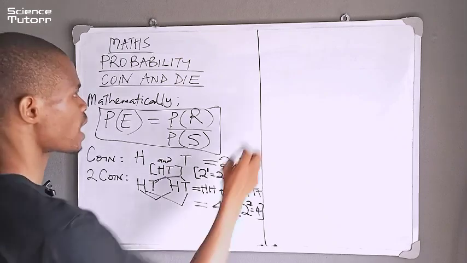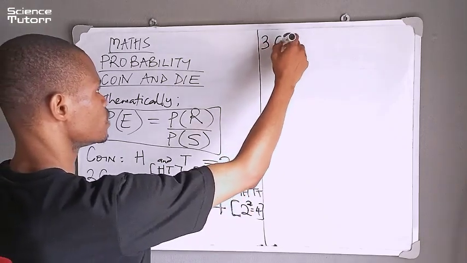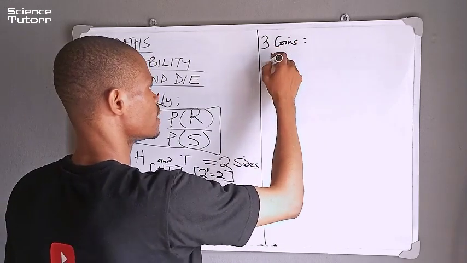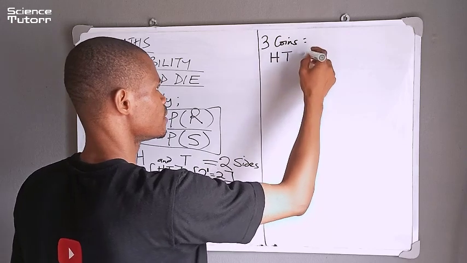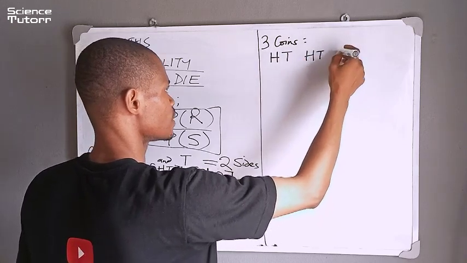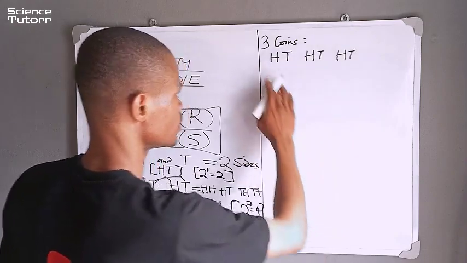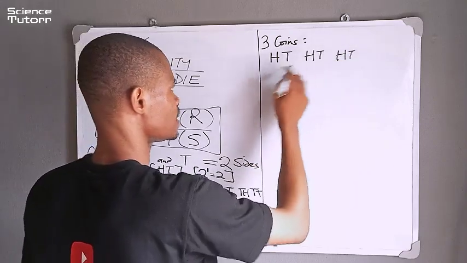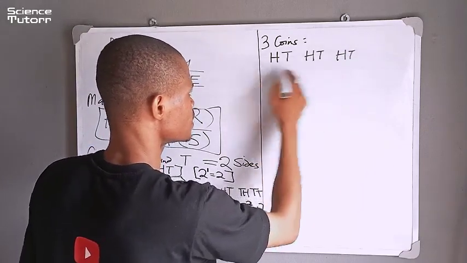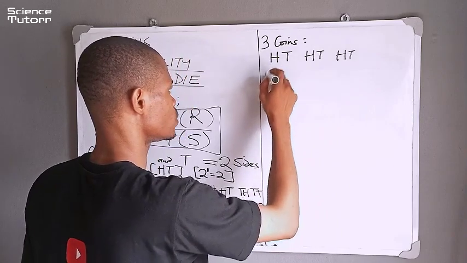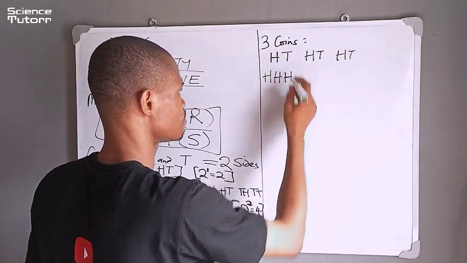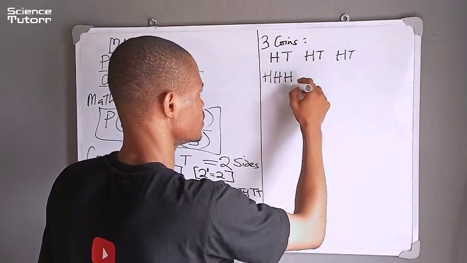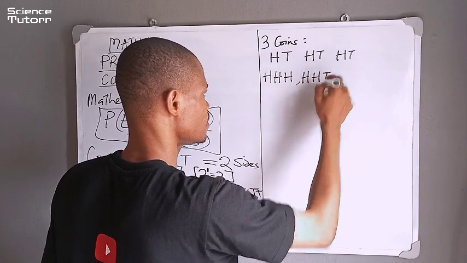Now, let's look at three coins. Three coins will have a head and tail, head and tail, head and tail, 1, 2, 3, three different coins. Now, the analysis: when the three coins combine, we are going to get head, head, head. We are going to get head, tail, head. Or we can have head, head, tail.